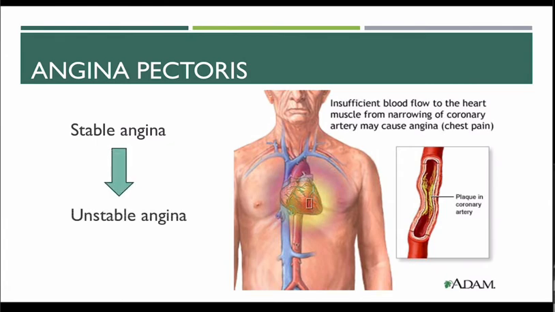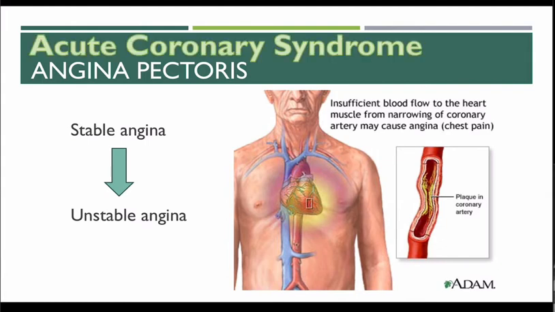Once we've crossed over to unstable angina, and you'll notice this in your notes, it's under the heading of acute coronary syndrome, because once it is unstable angina, it is considered acute coronary syndrome. Acute coronary syndrome is a sudden decrease or block in blood flow to the heart. Most often, it's because of an abrupt change in the plaque, either an erosion or a rupture, that causes a thrombosis.